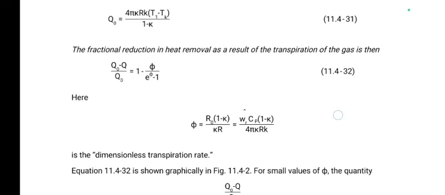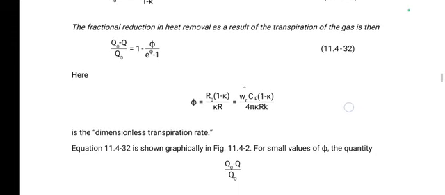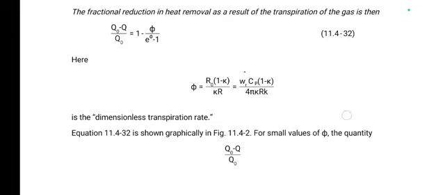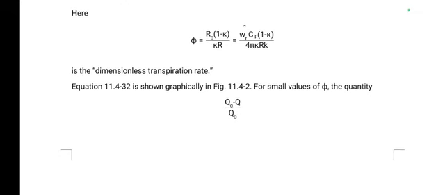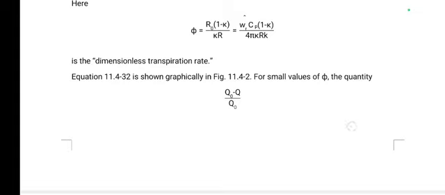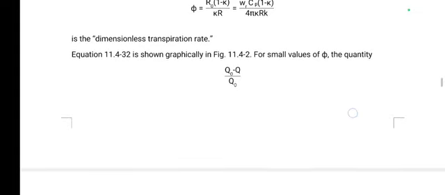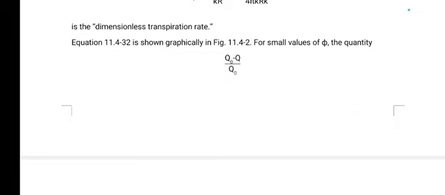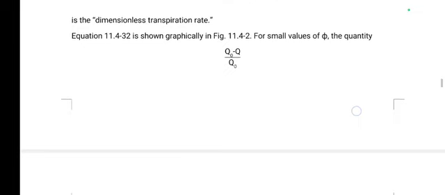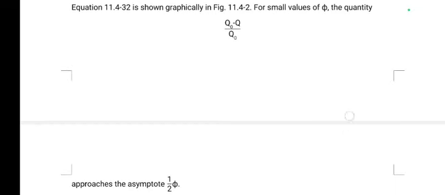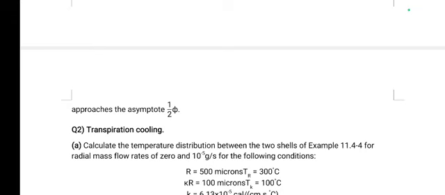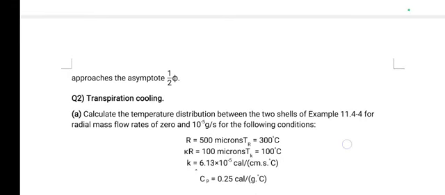The fractional reduction in the heat removal as a result of transpiration of the gas is then (Q naught minus Q) by Q naught equal to 1 minus phi upon e raised to power phi minus 1. Here phi equal to R naught (1 minus K) upon Kr equal to WRCP (1 minus Kr K) upon 4 pi K Rk is the dimensionless transpiration rate. Equation 11.4-32 is shown graphically in figure 11.4-2. For small values of phi, the quantity (Q naught minus Q) upon Q naught approaches the asymptote half phi. This was the first question.